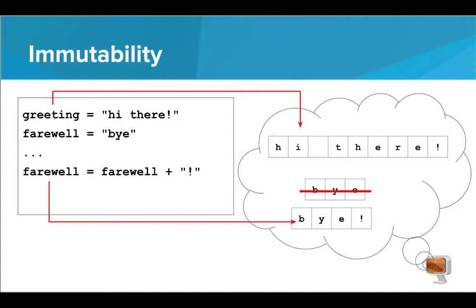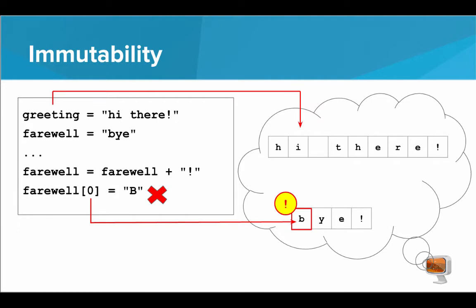In this case, we make a new string out of the old string farewell and another string that just has an exclamation point. This is all allowed, and this is about as close as you can get to mutating or changing a string. What you cannot do is this. You cannot try to change a particular character or set of characters within a string without completely replacing the string.